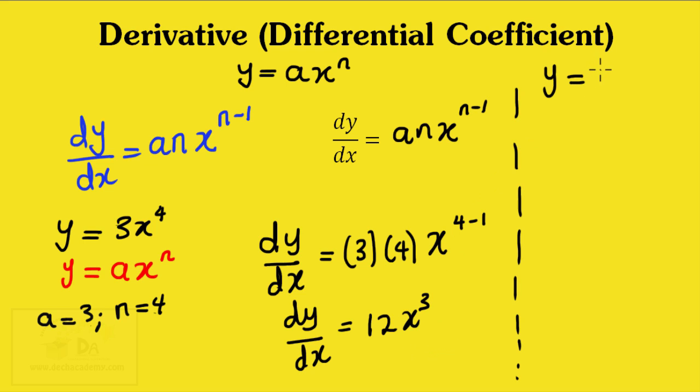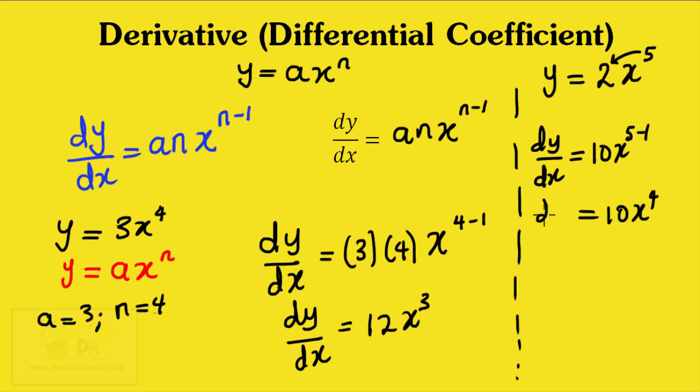I'll change the function to x to the 5. Your first derivative is obtained by first multiplying the power by the constant coefficient of x, which is 2 in this case, so 5 times 2 is 10. You write your variable, and this 5, which is the power of x, subtract 1 from it. So you have 10x to the 4 as dy dx.